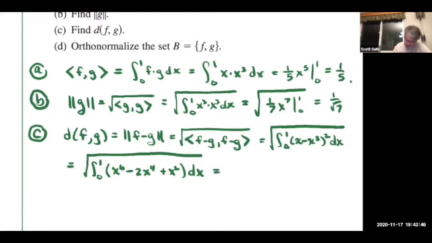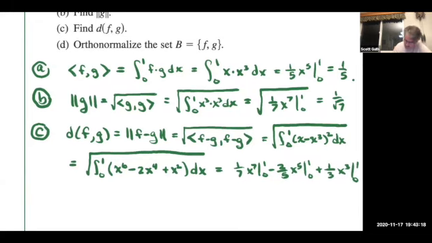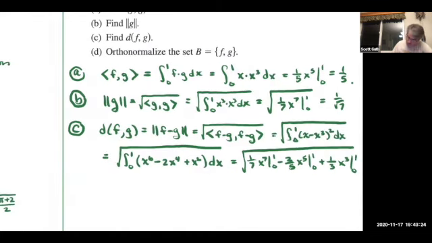Easy enough. So we're going to get a 1/7 x to the 7th from 0 to 1 minus a 2/5 x to the 5th from 0 to 1 and plus 1/3 x to the 3rd from 0 to 1. And then the whole thing ends up inside a square root. So I'm going to move this over just a skosh. Okay, take square root of all that. Like that. So it's a little ugly, but not bad at this point.